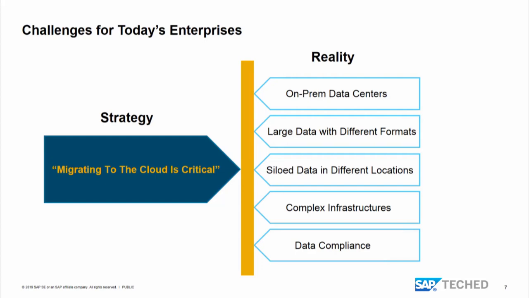But the reality is this is being offset by a lot of incumbent things like on-premise data centers, large amounts of data that are isolated in different places, isolated both geographically and in systems, sometimes locked there because of legacy investments and decisions, complex infrastructures, and data compliance. And data compliance is a really interesting one.